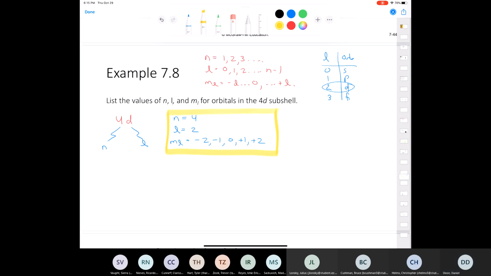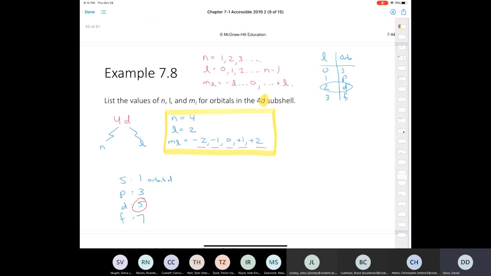Remember, we said that when we have a d orbital, there are 5 types of orbitals, right? So s only has one type of orbital. For p, there are 3 of them. For d, there are 5 of them. And for f, there are 7 of them. Well, let's think about it. If I have a total of 5 orbitals, I have 1, 2, 3, 4, 5 ML values, because each ML value represents a type of d orbital. Okay, let's move on from there.